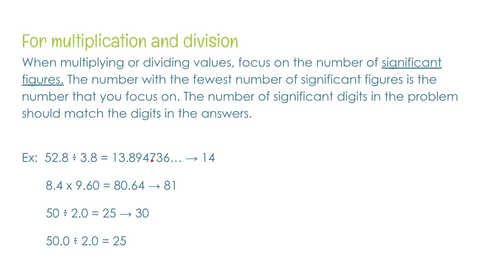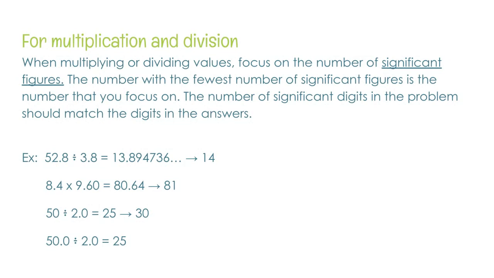So my final answer is going to get rounded so that I just have my 2 sig figs. So 13.8947 blah, blah, blah gets rounded up to 14. Rounding it down to 13 mathematically is not correct. So 13.89 gets rounded up to 14. And then I have 2 sig figs.